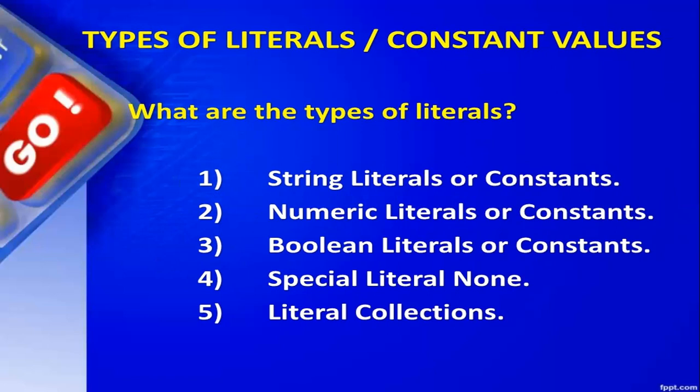The second one is numeric literal. Numeric literal is basically numbers. The third one is boolean. Boolean means true or false.